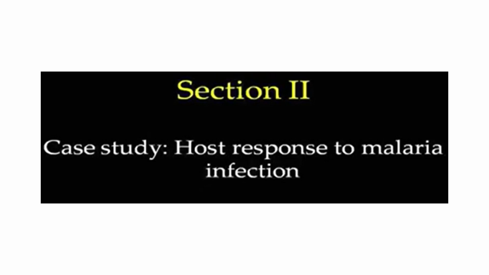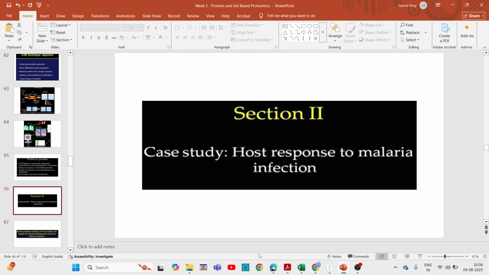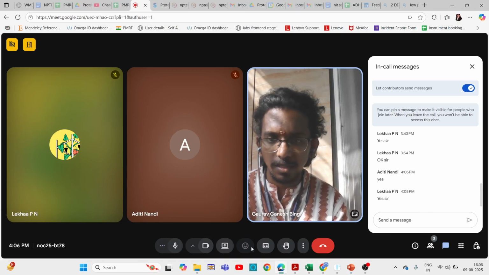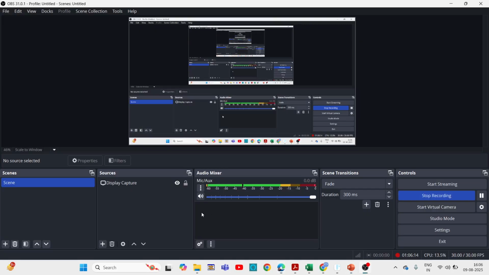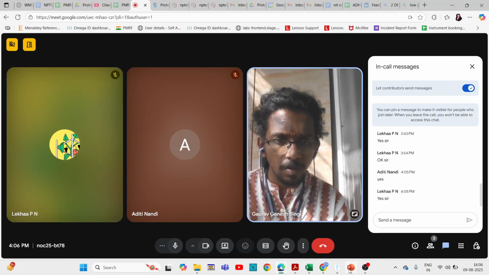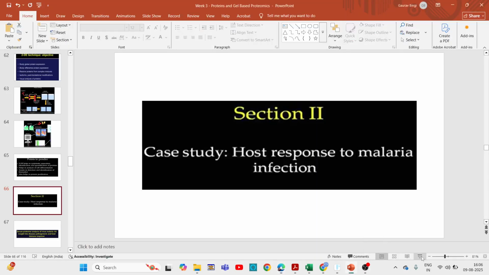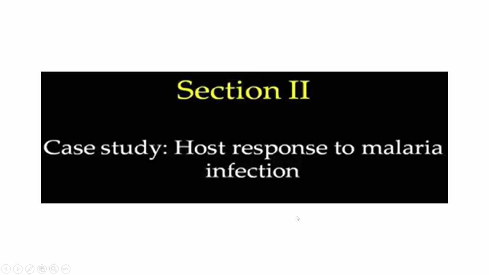So in terms of applications, in order to explain all the applications, I discussed two different case studies. Sir gave an overview of two different case studies. Basically, one case study was about malaria.